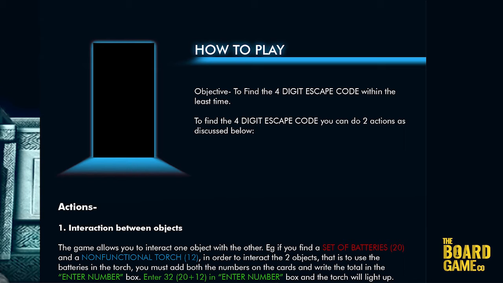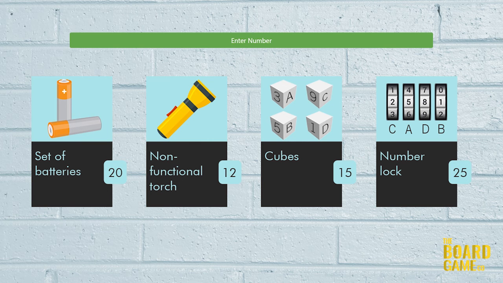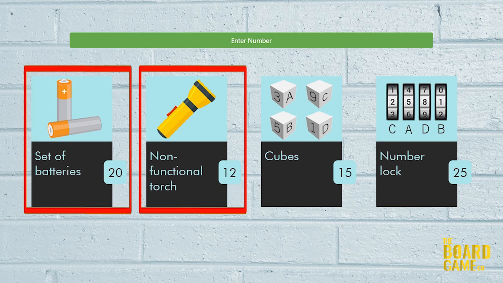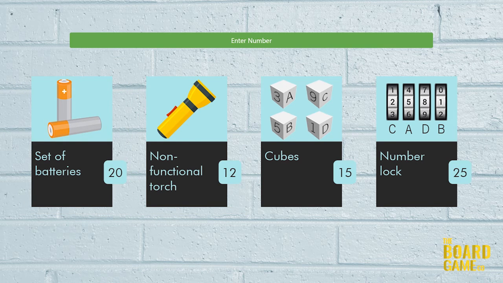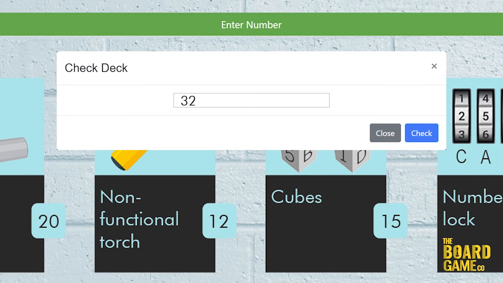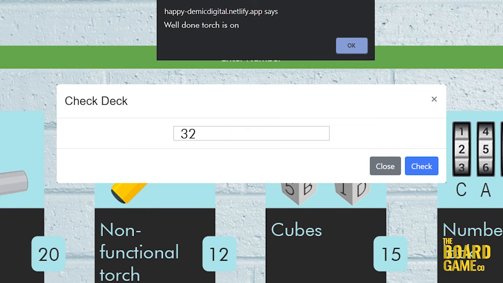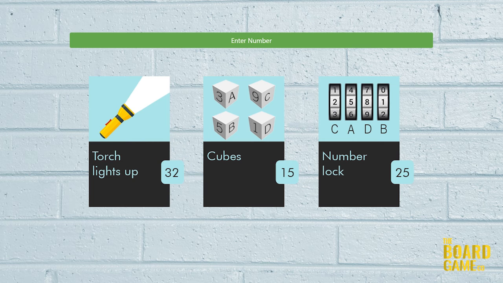First, during the game you will come across different objects. Every object will have a number and a description associated to it. As an action, you can interact with 2 or more objects. For example, if you come across a non-functioning torch and a set of batteries, if you want to interact these 2 objects, that is, put the battery in the torch, you need to add their respective numbers and enter the total in the enter number box. If your interaction and the input number is correct, you will see the result of your interaction. For instance, the torch lights up in this example.